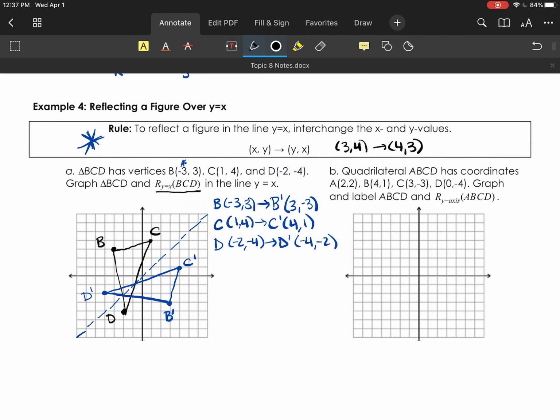Then on letter B, go back to my pre-image color. On letter B, it says quadrilateral ABCD has coordinates A at (2, 2), B at (4, 1), C at (3, -3), and D at (0, -4). Graph and label ABCD and the reflection over the y-axis of ABCD. So now we're going back to what we learned in the previous video, over the y-axis, just as a refresher. So I'm going to plot all 4 of those points to make my quadrilateral. A is at (2, 2). B is at (4, 1). C is at (3, -3). And D is at (0, -4).